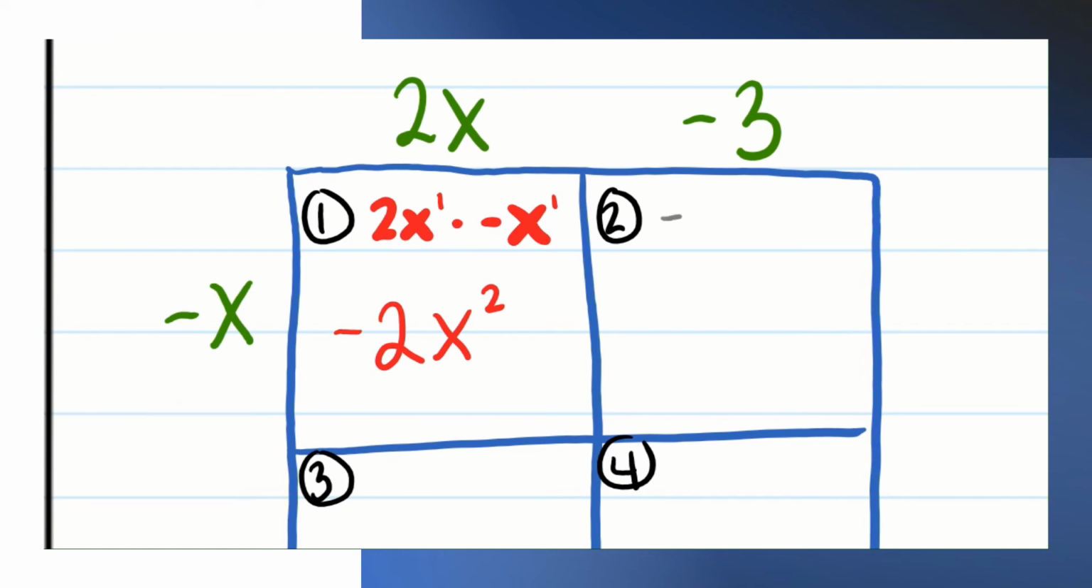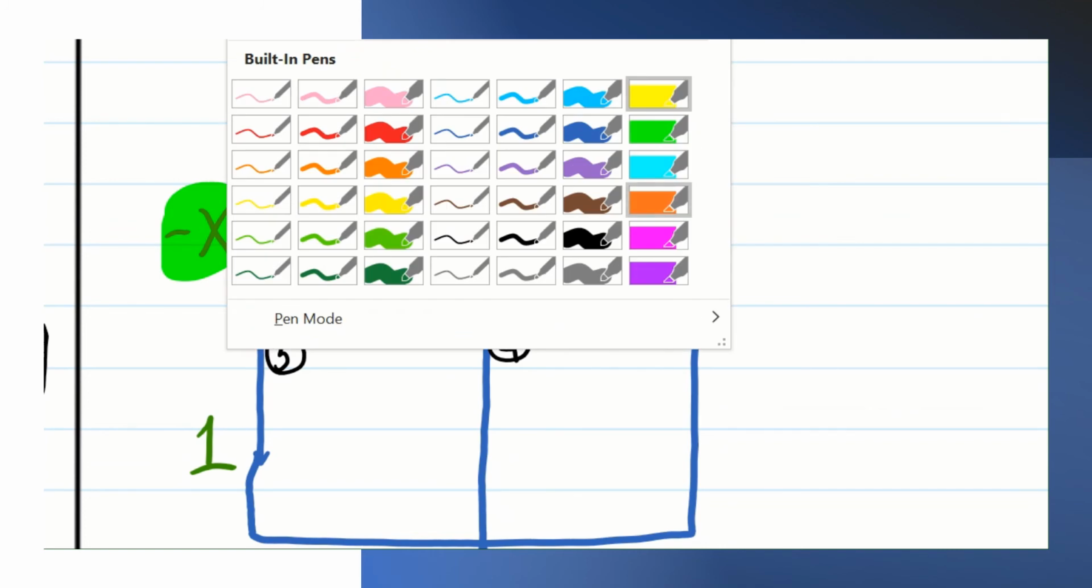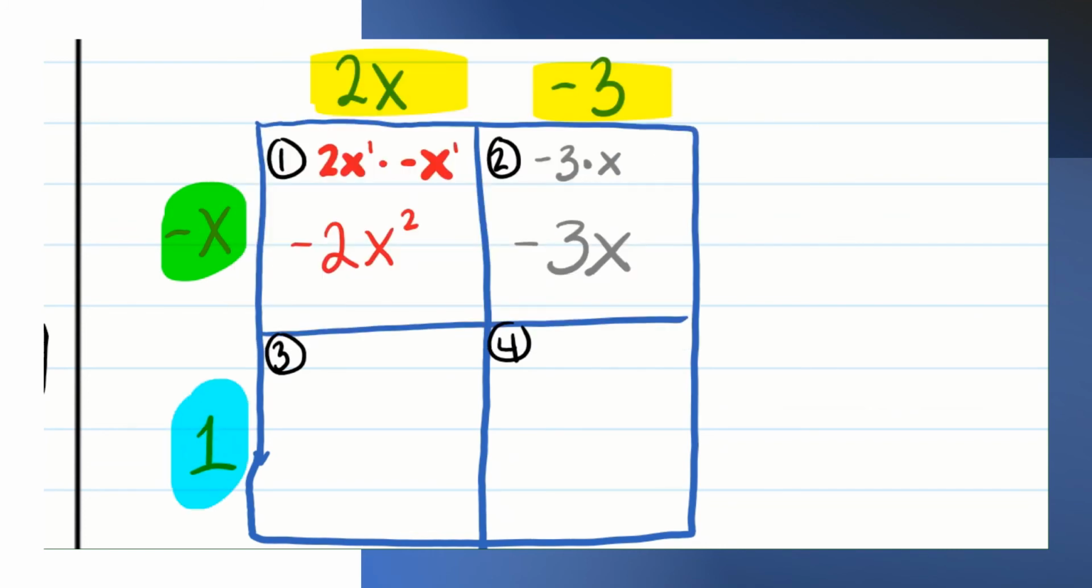Box number 2 is the top, which is negative 3, times the side, which is negative x. So that gives us negative 3x. That's just a little run through to get box 1 and 2. We do the top times the first row. Now let's do the top times the second row. To get box number 3, I multiply 2x, which is the top, and the side, which is 1. That gives us 2x. And to get box number 4, we multiply negative 3 times 1, and that gives us negative 3.